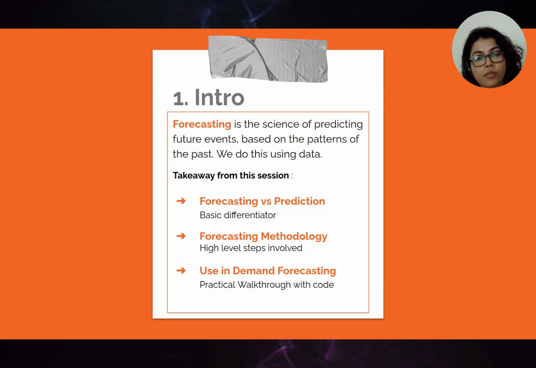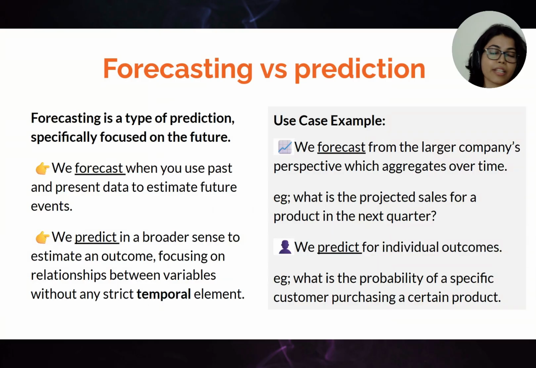In this session, we'll be focusing on forecasting, and especially forecasting versus prediction, because it is a very common question that people ask. When do we use forecasting? When do we use prediction? So we'll be clarifying that. Second, we'll move into the basic high-level steps involved in a forecasting analysis. And thirdly, we will walk through a very basic example of doing demand forecasting using retail supply chain data, of course, from Kaggle. So let's move on to the next part.